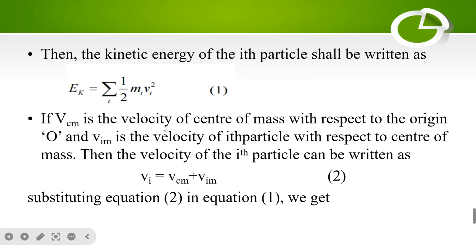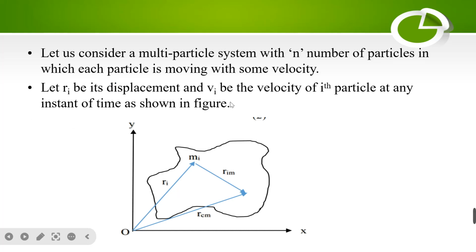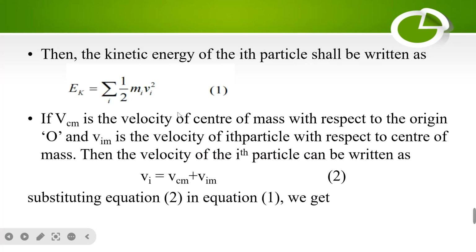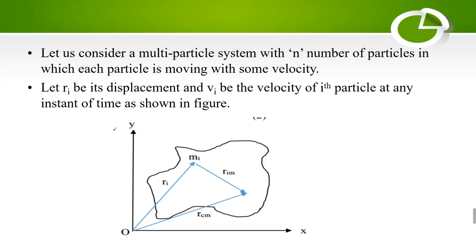So we have seen the kinetic energy. This Vi is the composition of the velocities, that is, Vi is equal to Vcm plus Vim. What is Vcm and what is Vim? Vcm means the velocity of the center of mass. If we have a whole system, this whole system has a center of mass.